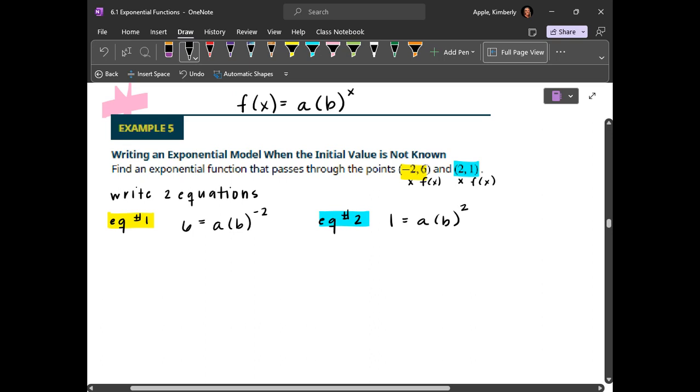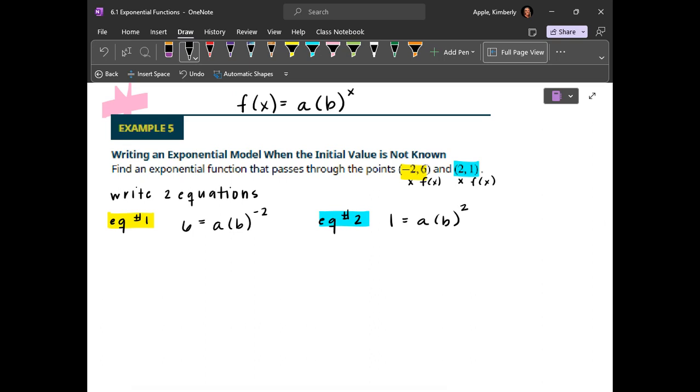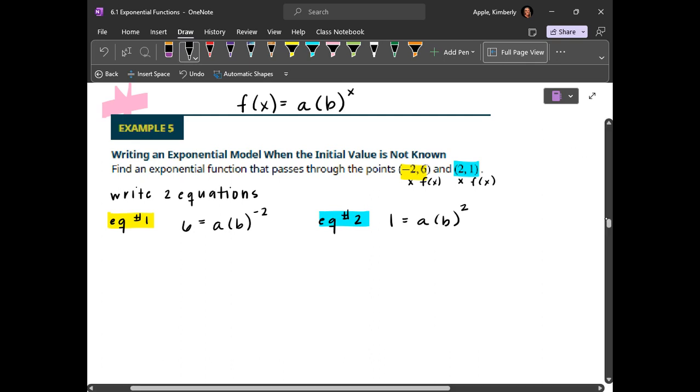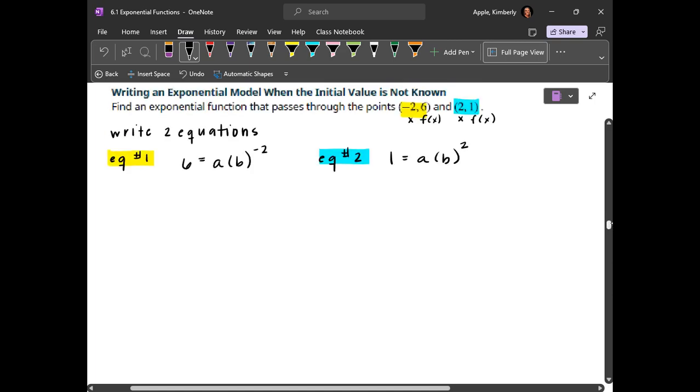All right, now that you have 2 equations, we are going to solve this system of equations to figure out what a is. And so how do we need to do that? The first thing we're going to do is solve equation 1 for a. All right, we're going to solve equation number 1 for a.